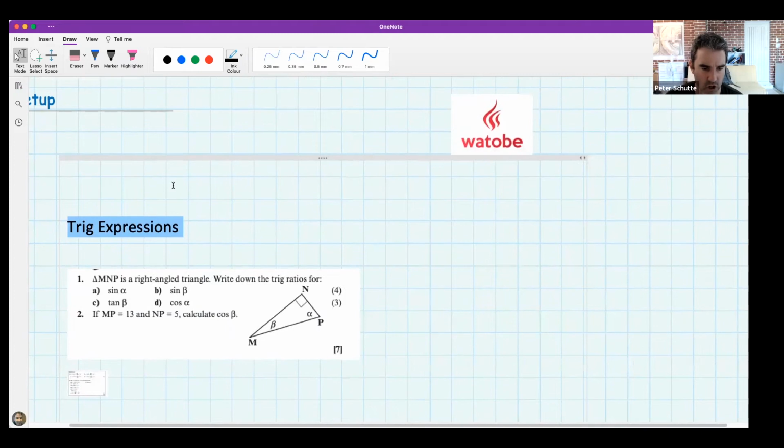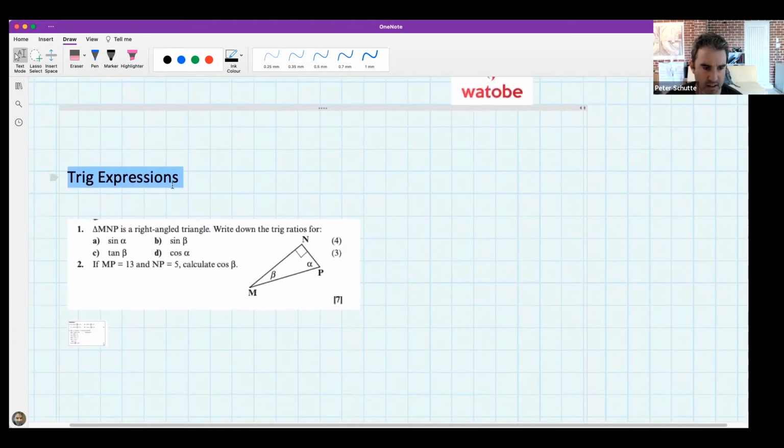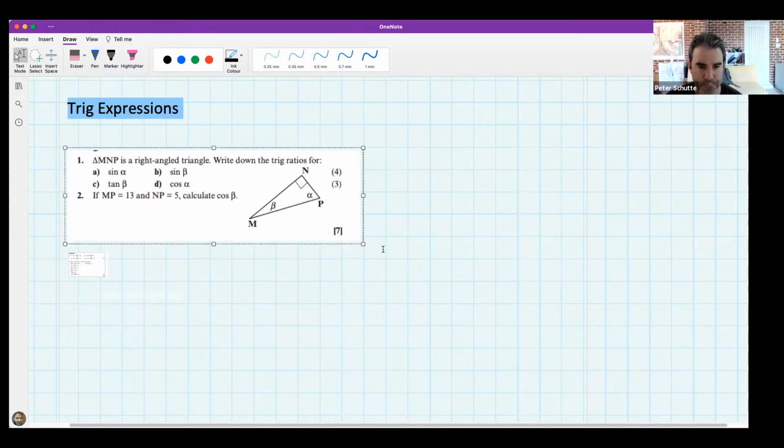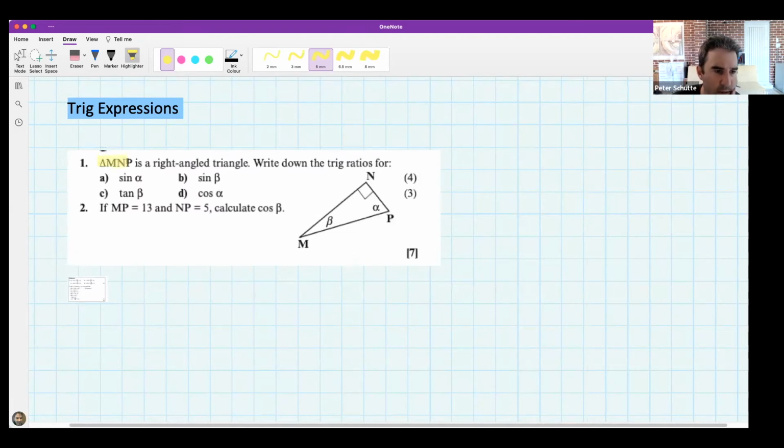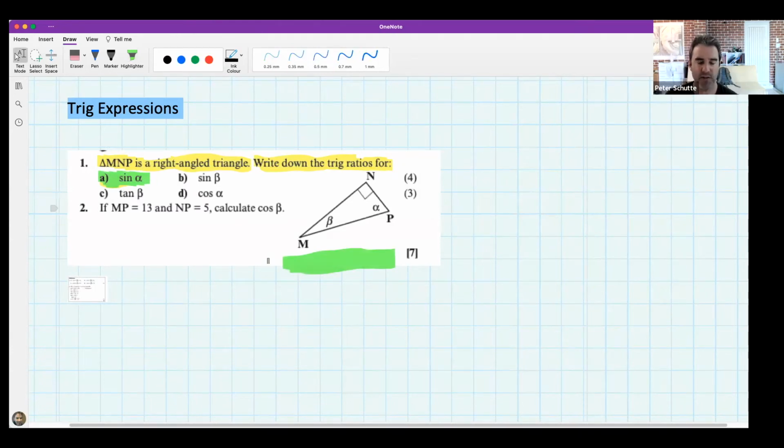Okay, let us start with this question over here. So it says here that triangle MNP is a right angled triangle. Write down the trig ratio for. Now, I'm just going to choose one option to start with. I want you to tell me what is the sine of alpha if I'm looking at this diagram over here. So take a moment, look at that, and pop in the chat, what does the sine of alpha mean in terms of this diagram?